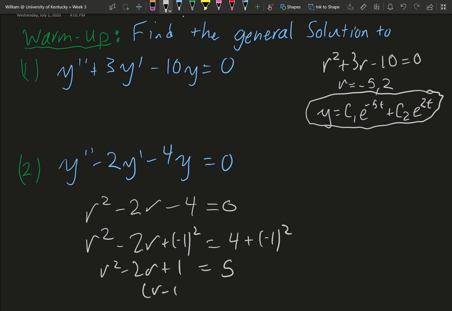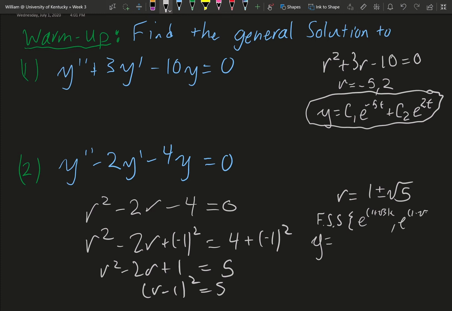And so we get r minus 1 squared equals 5, or r equals 1 plus or minus the square root of 5. This lets us know that our fundamental set of solutions is e to the 1 plus square root of 5 t and e to the 1 minus square root of 5 t. So our general solution is going to look like this.